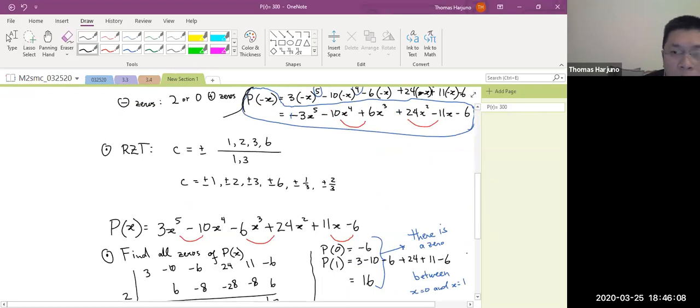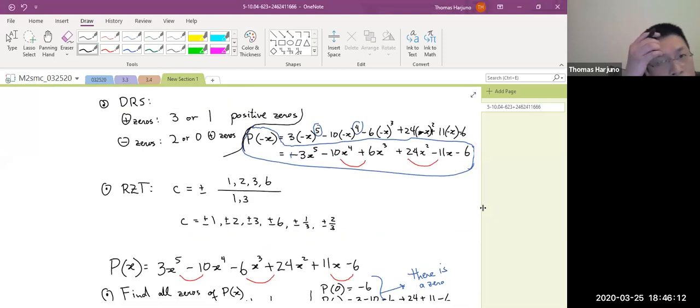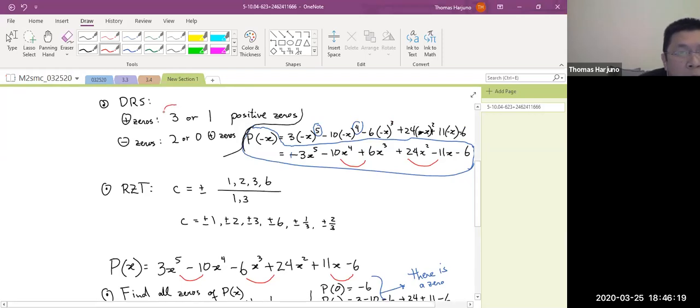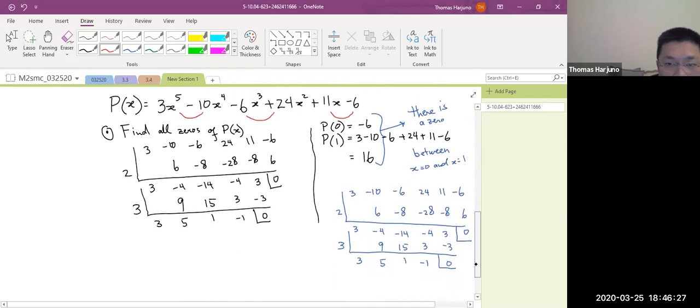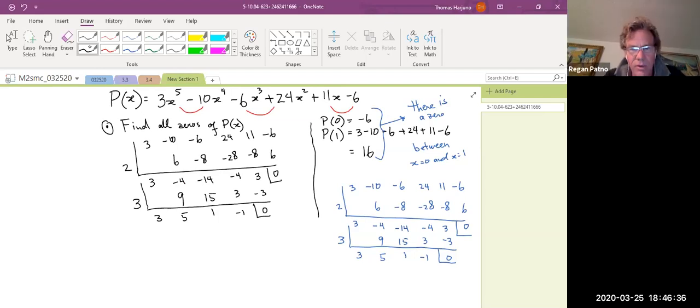How many positive zeros am I supposed to have? 3 or 1. But I already have 2 of them, so it won't be only 1 positive zero. It should be 3. I need to look for the other one. Now, can you help me using what I see here? Can you update your rational zero theorem? It has to be 1/3 or negative 1/3, right?